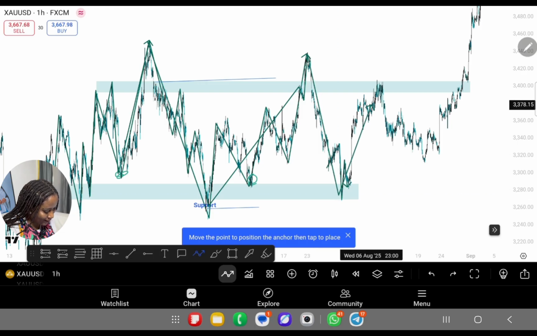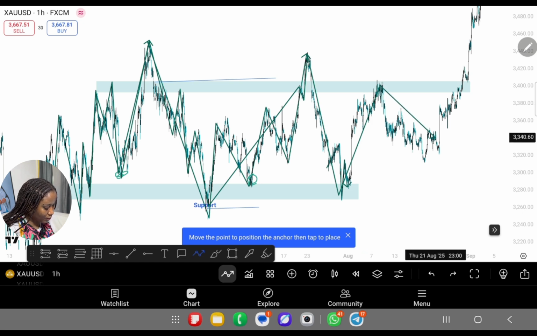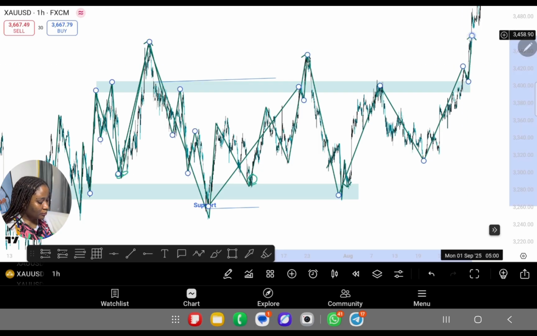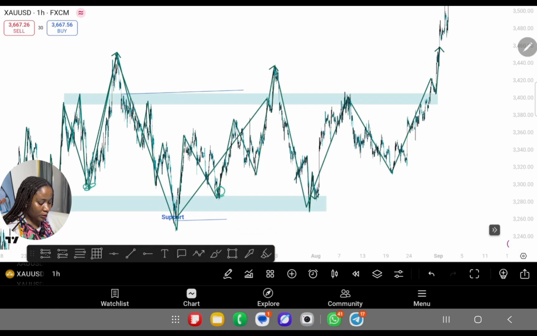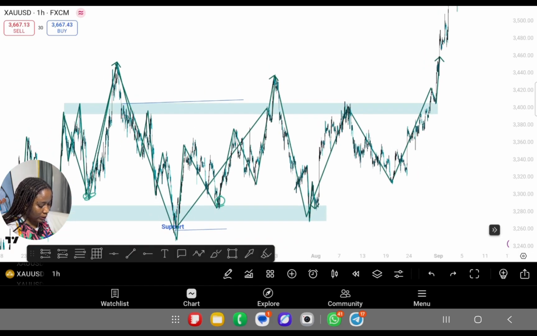Then another retest. Can you see how many times this area is actually rejecting price? And then we got another push down until price finally broke above, retested, and then we got a massive run. So this, my dear friend, is support and resistance.